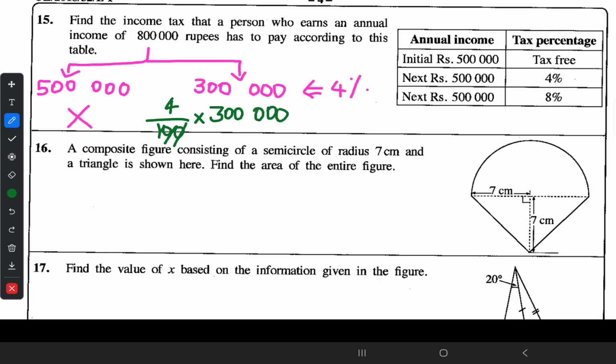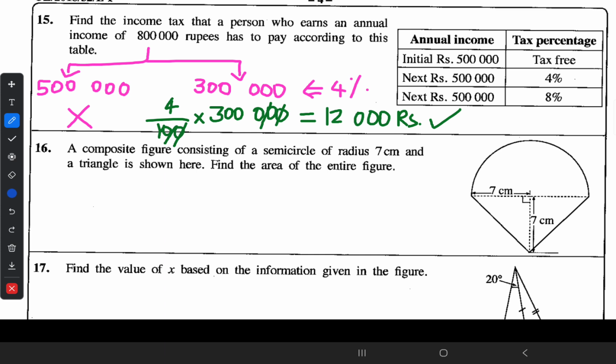We can simplify. It would be 3,000 times 4, 12,000 rupees. He is not earning directly this much, no. Directly 500,000. After the initial 500,000 zone, he is additionally receiving 300,000. So for this amount only, he needs to pay 4% of tax. So totally 12,000 rupees.